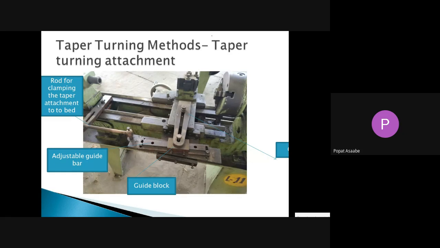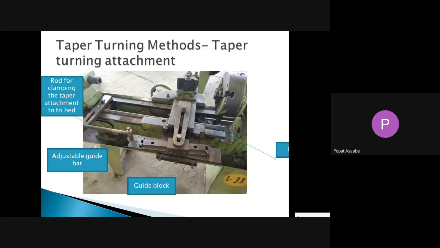For providing the taper turning, we have to make one special attachment. It is called a taper turning attachment. We can provide it on your lathe machine. That means on your lathe machine itself, we fix the taper turning attachment, so that we can produce the taper on that workpiece.